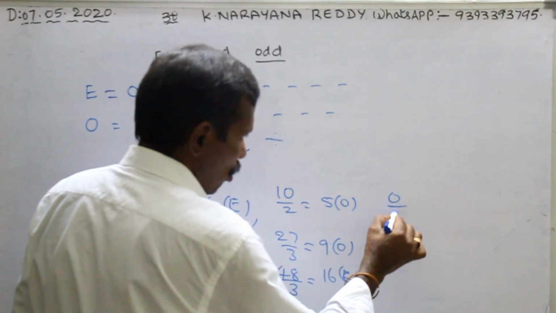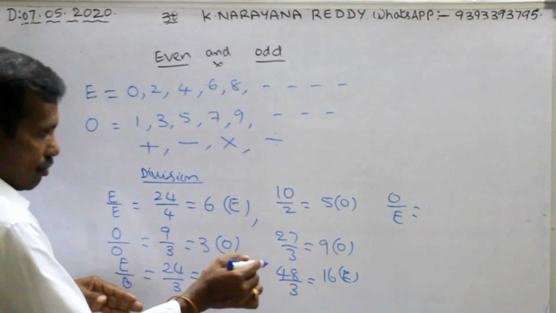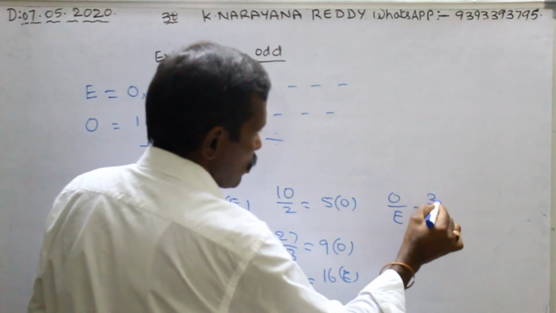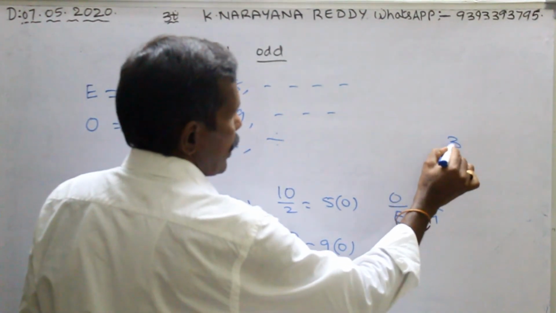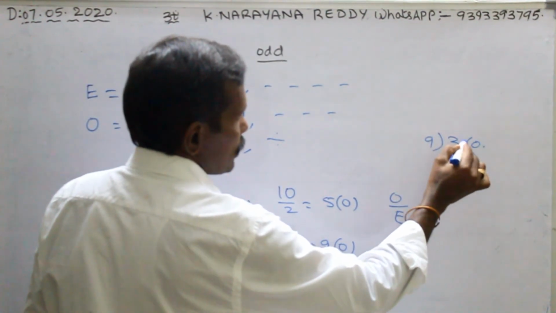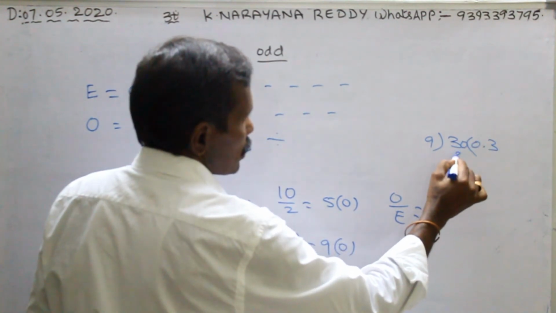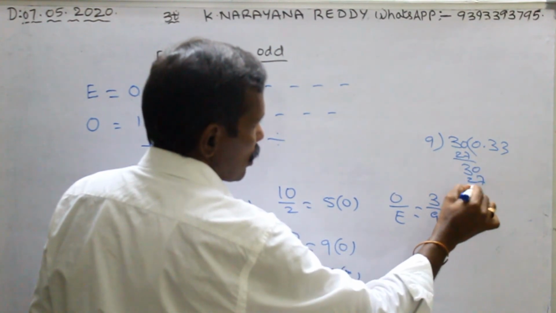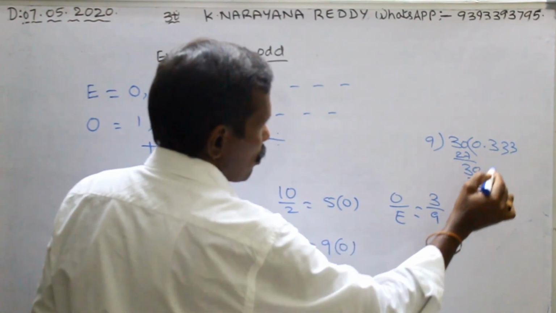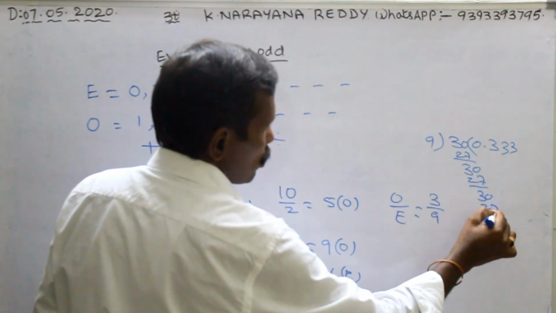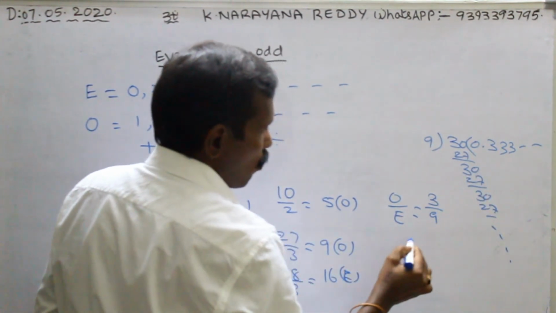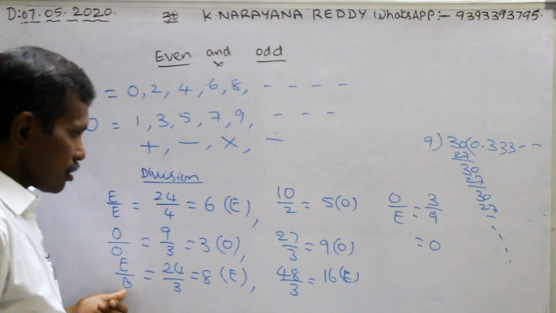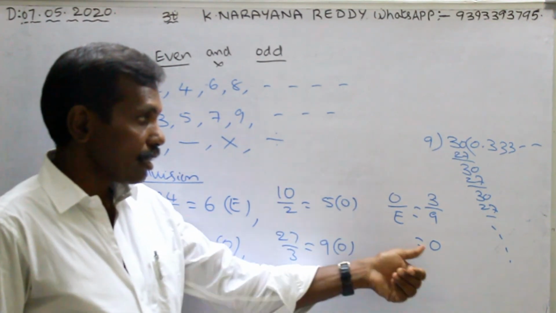In the same manner, you can take odd by even. Take the same digits. Suppose 3 by 27, 3 by 9. What are you getting? That is odd. See here what happened. Even by odd gives even. Odd by even gives odd.